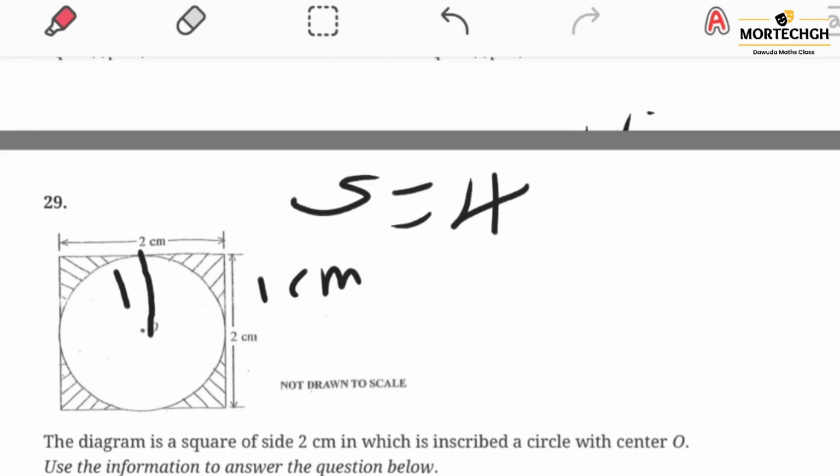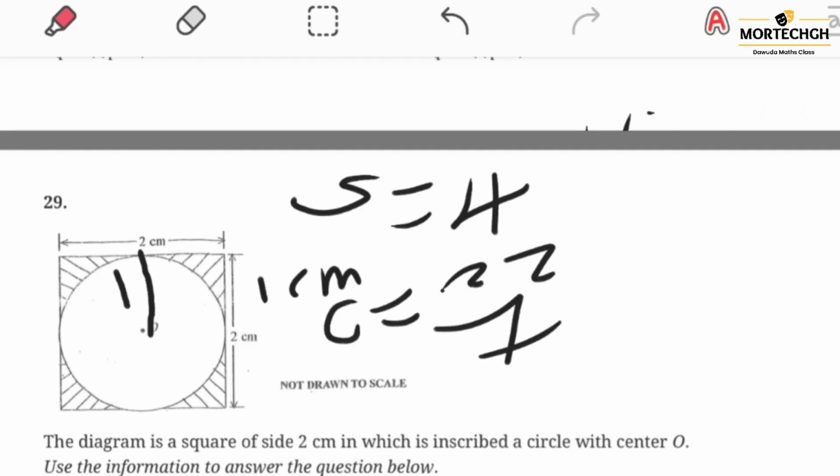The area of the circle is equal to pi r square, where pi is equal to 22/7. So the area of the circle C will be equal to 22/7 times r square. The radius here is 1 centimeter, because the breadth of the square is 2 centimeters, and half of it gives you the radius of the circle. So 22/7 times 1 square will give you 22/7.